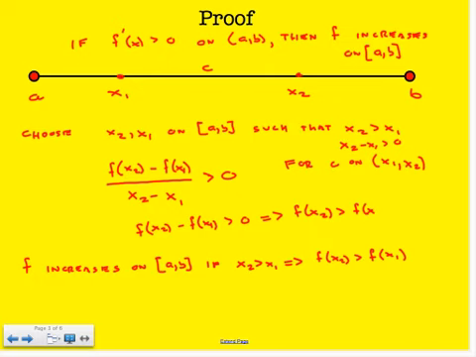And since we chose x1 and x2 at random, we could have done that for any points in this interval. This will be true for all points on the interval. And therefore, we can say that f increases on a to b. Now, why do I include the endpoints here? Because I could have chosen a and b to begin with, and the mean value theorem still guarantees me what? That f of b minus f of a over b minus a is equal to f prime of c for some c between a and b. So the endpoints are included in the increasing definition.